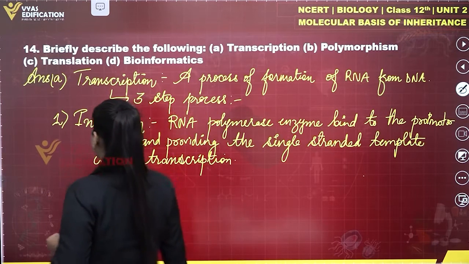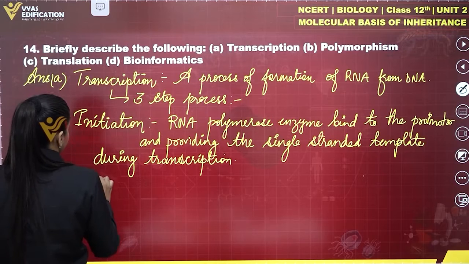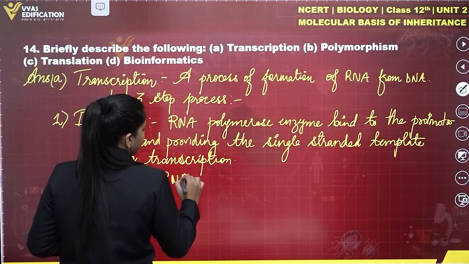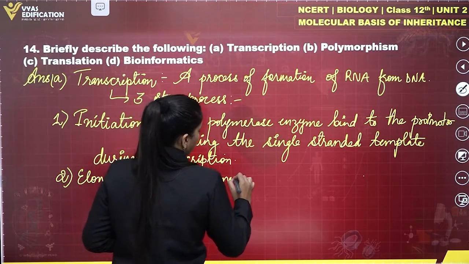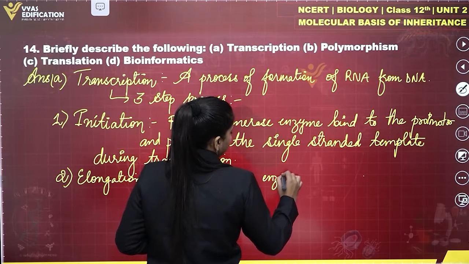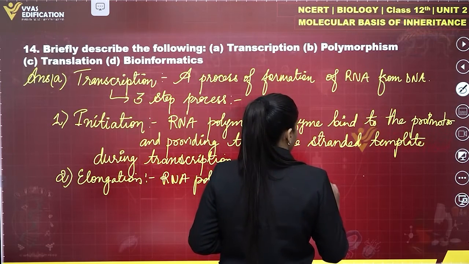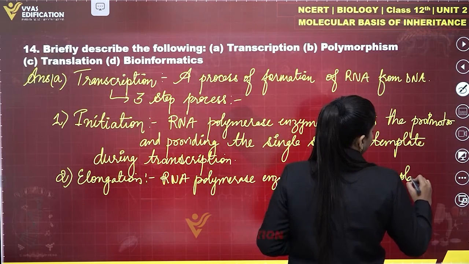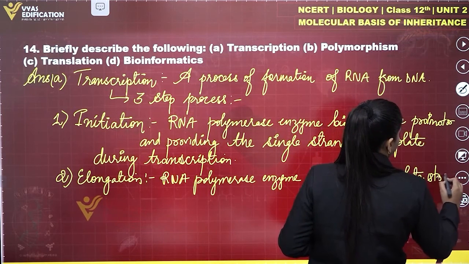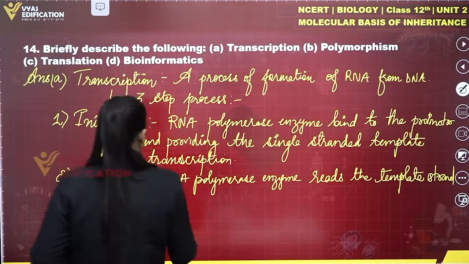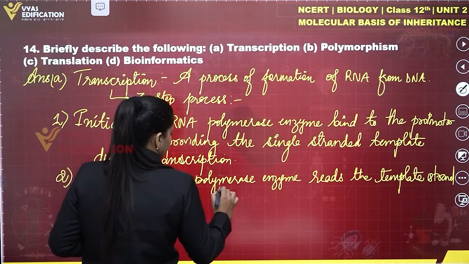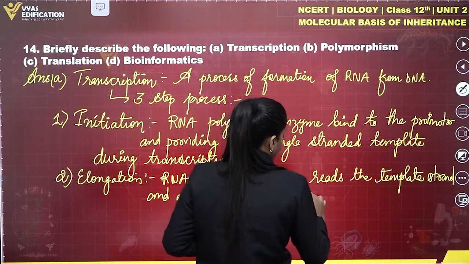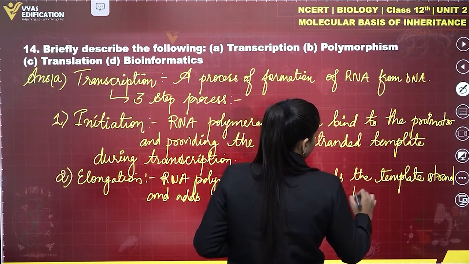The next step of this process, transcription, is elongation. Now in this step, RNA polymerase enzyme reads the template strand and adds the bases to elongate the chain.